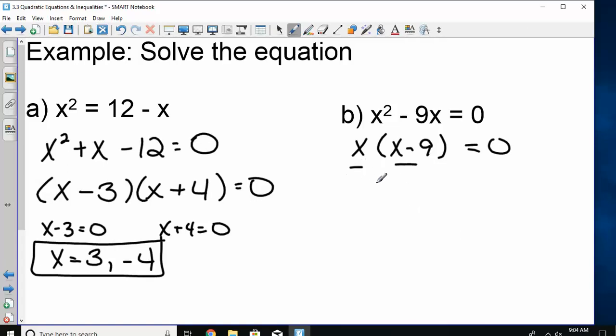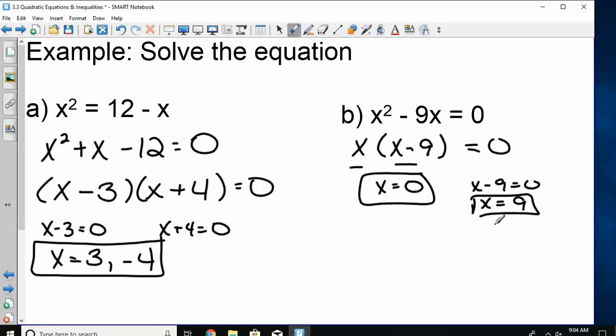Now we have two things multiplied that equal 0, so you set each one to 0. So x equals 0, or x minus 9 equals 0. So we get 0 and positive 9 for our answers.